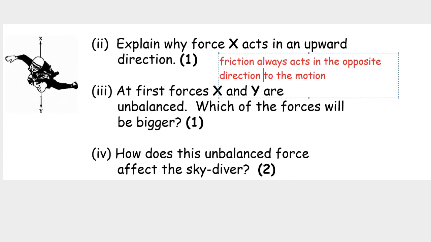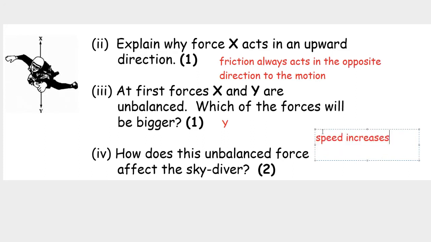At first, forces X and Y are unbalanced. Which of the forces will be greater? Well, it will clearly be Y is going to be greater when you first start falling. And how does this unbalanced force affect the skydiver? Well, it means that their speed will increase, which means that we could also say that they accelerate.